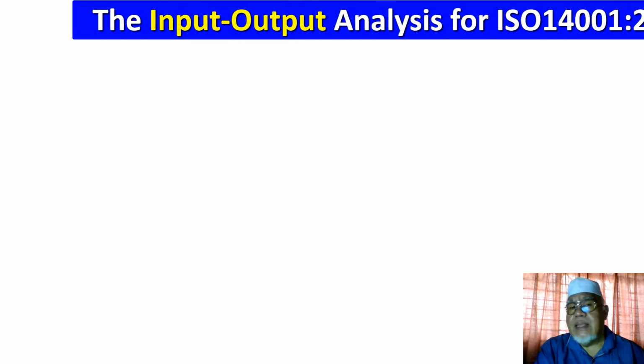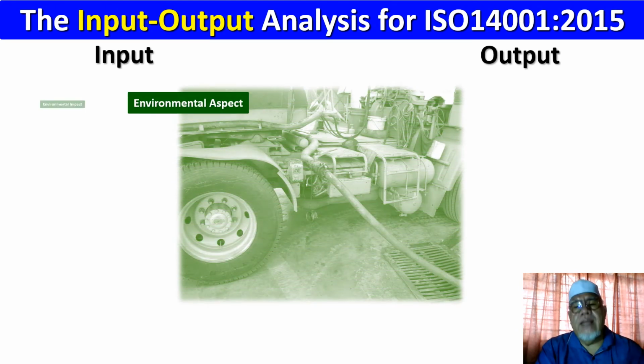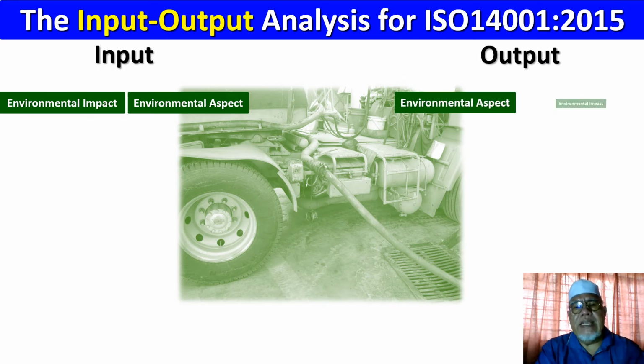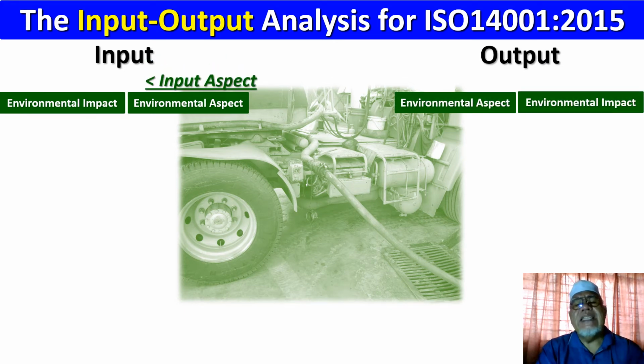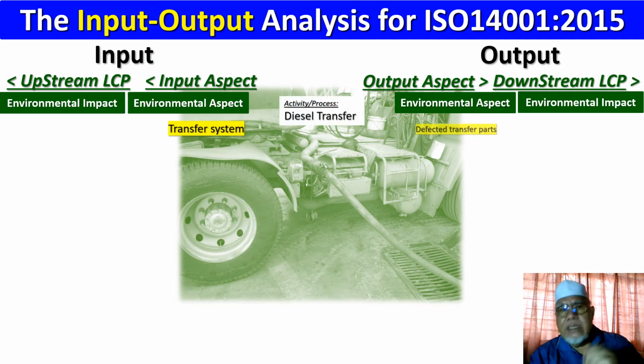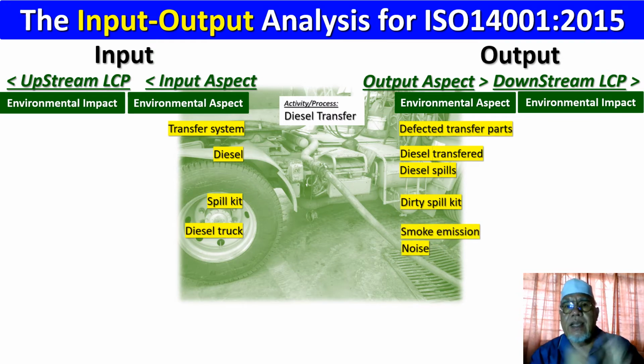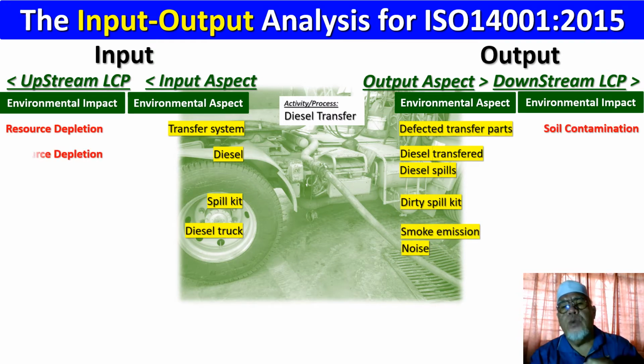Now, this is the activity. And this is what we have done before this. And this time, we are going to focus on another aspect. This is the activity, the transfer of diesel from contract lorry to the tank in this factory. And we have done diesel evaluation in previous videos, when we also have done dirty spill kits as an environmental aspect. We have evaluated it in the previous video.